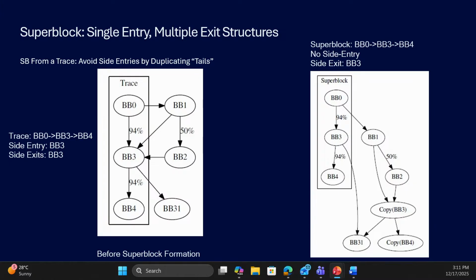From BB4, there is no successor, right? So we stop here, and then we'll try to grow the trace backwards. Okay, so is there any frequently executed predecessor of BB4? BB3, but BB3 is already in the trace, so we don't have to do anything. The trace is a set, so it's already there.